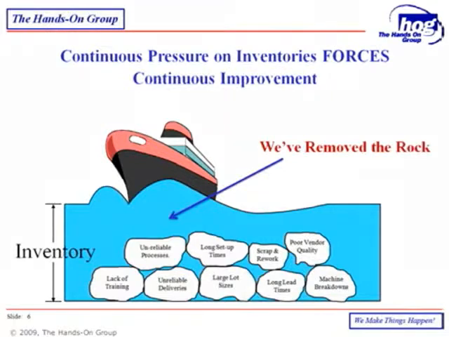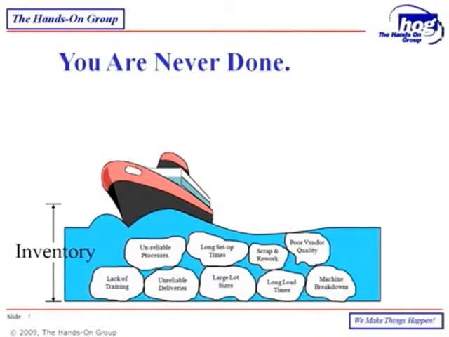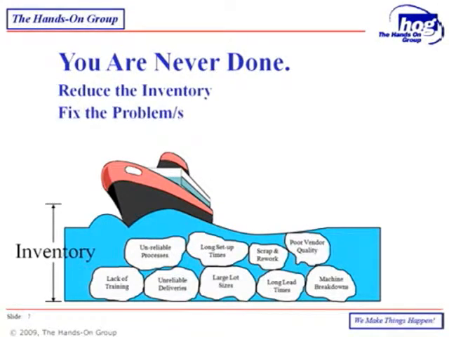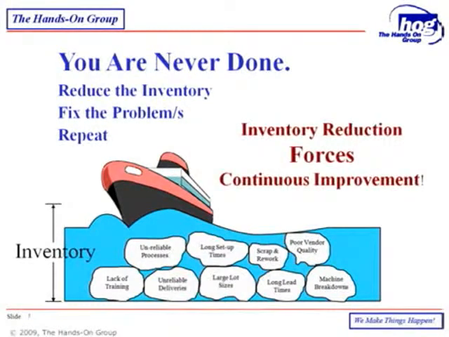If no rocks appear, we've freed up cash and space. If a rock does appear, we have an opportunity to fix the underlying cause and thereby improve productivity. This process is never completed. Reduce the inventory, which exposes another level of problems, fix the problems, and then do it again. How do you sustain a culture of continuous improvement? Through constant pressure to reduce inventory.